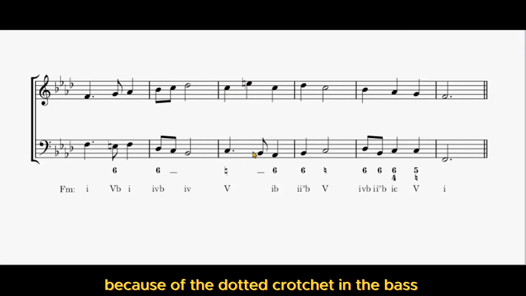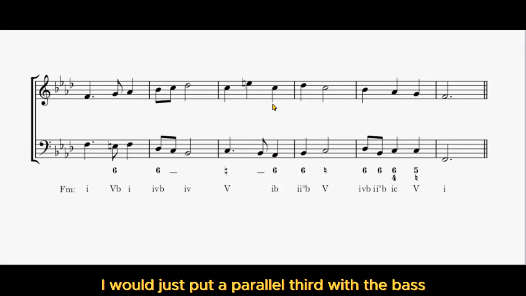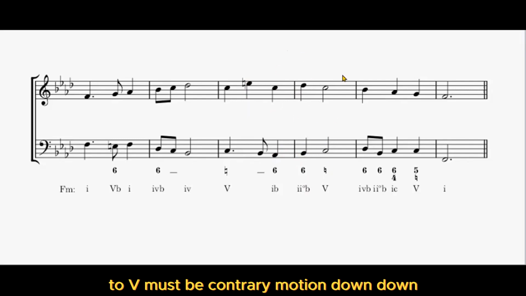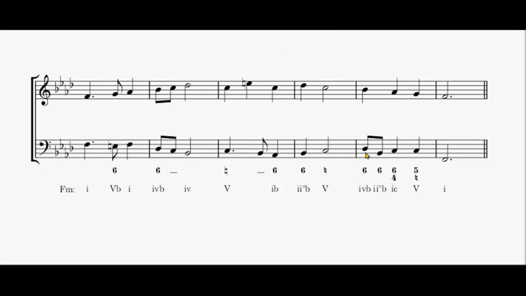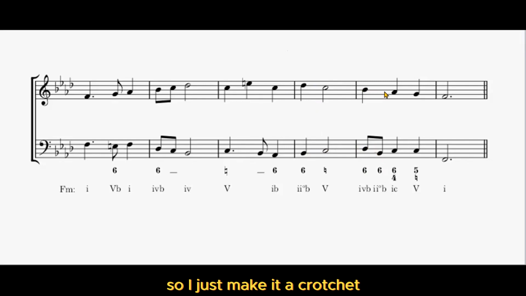Because of the dotted crotchet in the bass, I can make it with a different rhythm. Then the A flat here is F, A flat, C. 2B, I will just put a parallel third with the bass, but 2B to 5 must be contrary motion, down, down, down, up, to avoid parallels. And finally, here we have 4B and 2B. The B flat is the common tone for these two chords, so I just make it a crotchet.